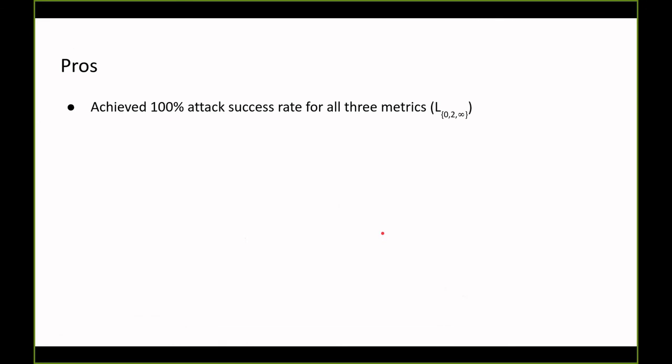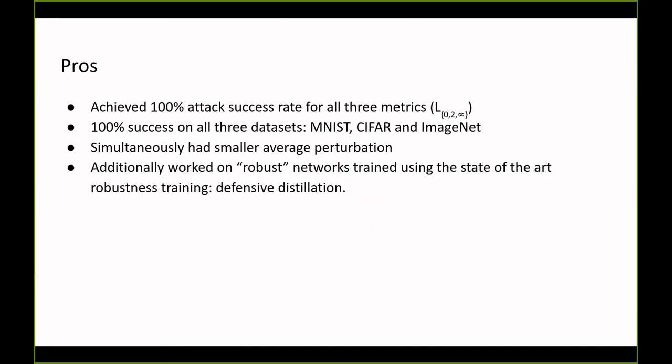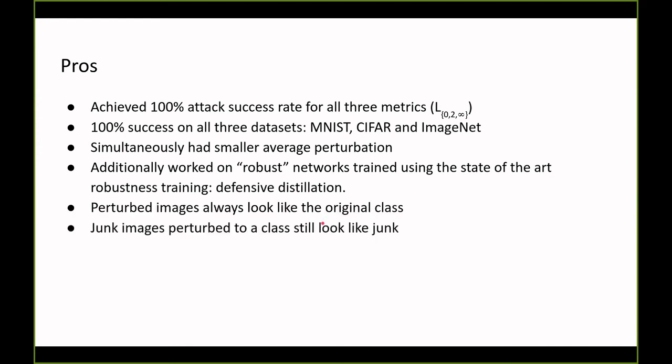Now, going through the strengths of the paper, they achieved a 100% attack success rate for all three metrics, L0, L2, and L infinity, as well as a 100% success rate on all three datasets, MNIST, CIFAR, and ImageNet. Simultaneously, they have a very small average perturbation compared to previous attacks, and they beat the robust network, defensive distillation, which was state of the art and was able to distinguish the examples for previous attacks. The perturbed images always look like the original class, as we have seen, visually indistinguishable.